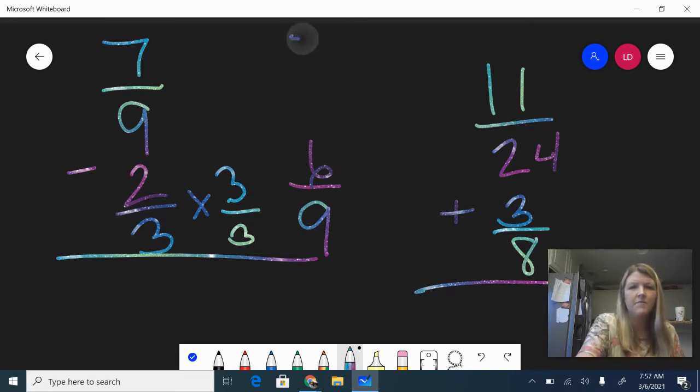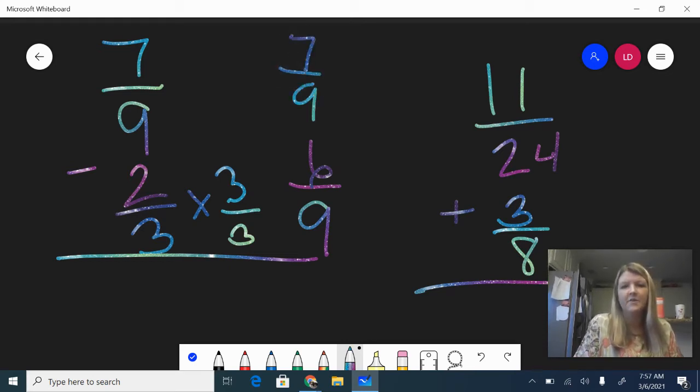So now I've got 7 ninths minus 6 ninths. So I've got a common unit. So I can subtract and get 1 ninth. 7 minus 6 gives me 1, so I subtract the numerators, but the denominator stays the same. So my answer is going to be 1/9.